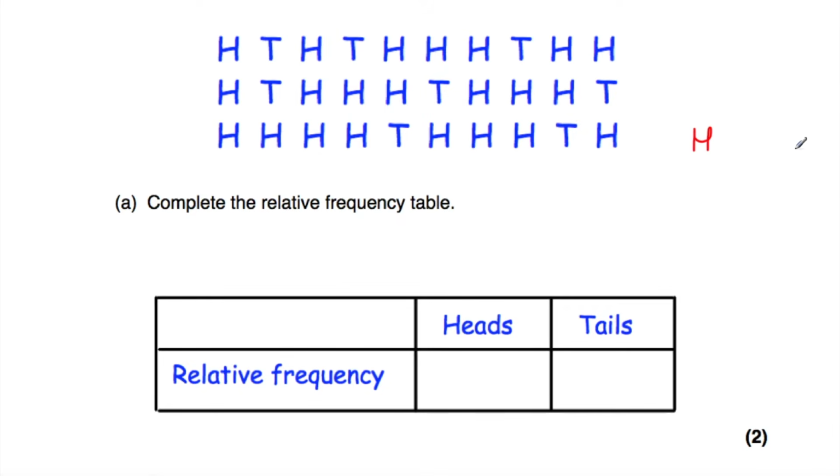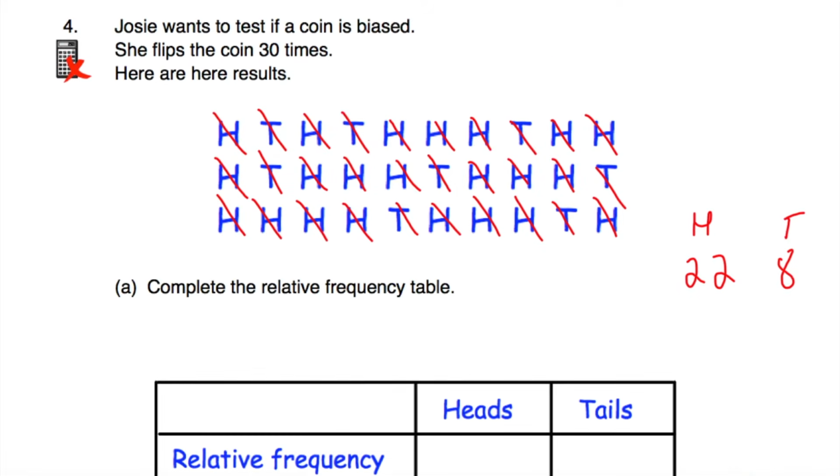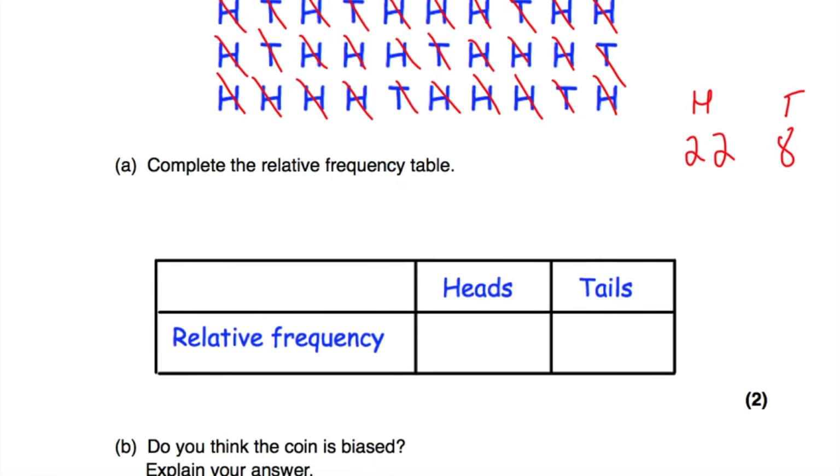So let's start off by writing down how many times it lands on heads and how many times it lands on tails. So in terms of heads, 1, 2, 3, 4, 5, 6, 7, 8, 9, 10, 11, 12, 13, 14, 15, 16, 17, 18, 19, 20, 21, 22. So it lands on heads 22 times. In terms of tails, it lands on tails 1, 2, 3, 4, 5, 6, 7, 8 times. And let's just check. The question did say it was flipped 30 times and 22 plus 8 is 30. That's fantastic. So we've got the frequencies.